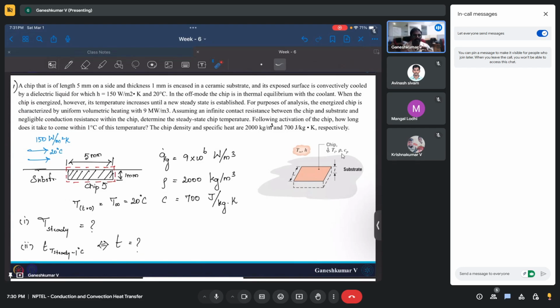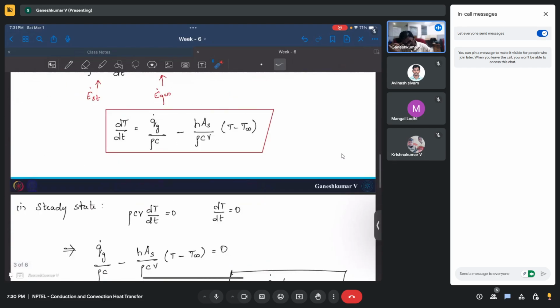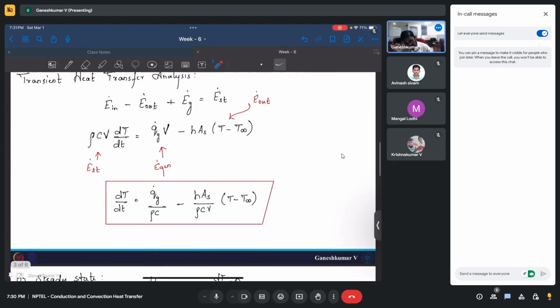Okay, and then it becomes a lumped capacity analysis way of modeling this. So that is what we are doing. That is why we did not have, for example, the heat conduction term. So kA dT by dx is not here. All right.